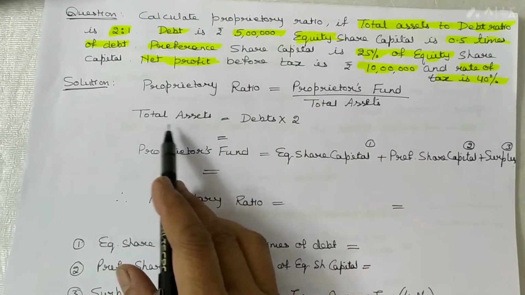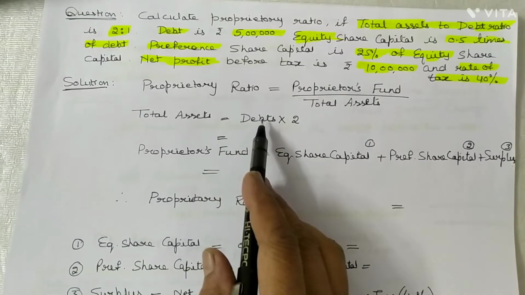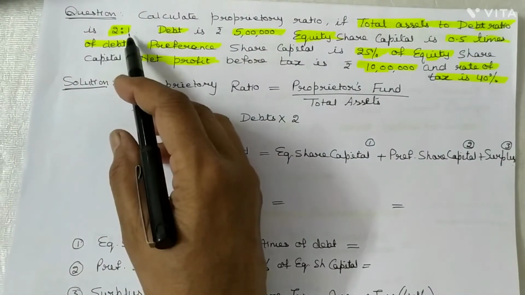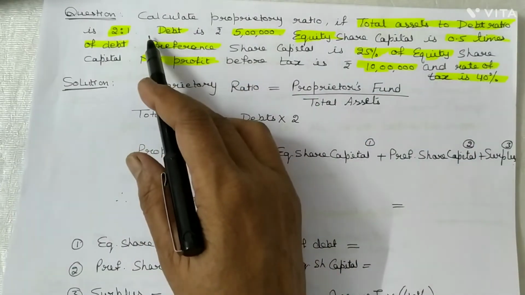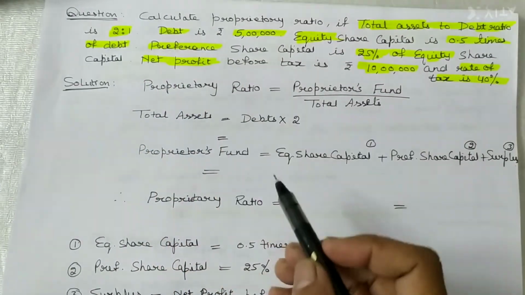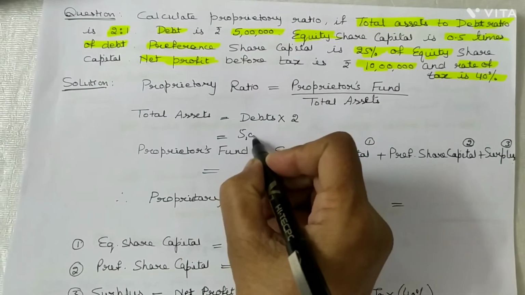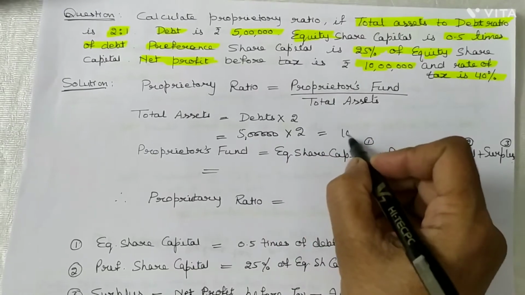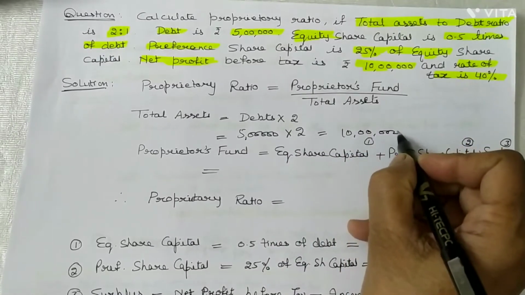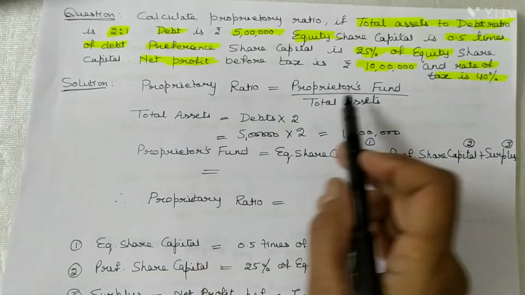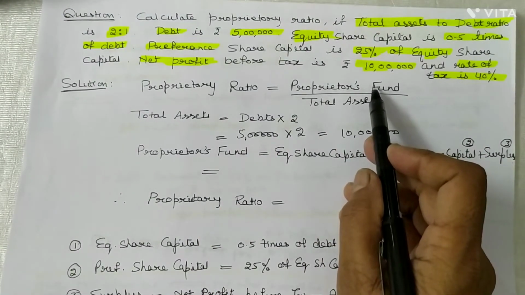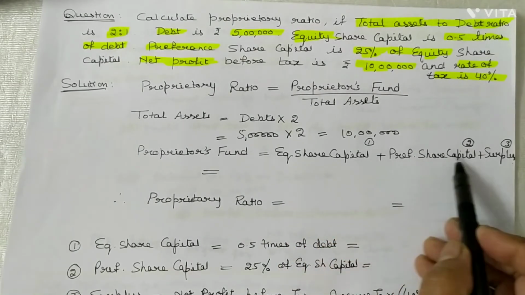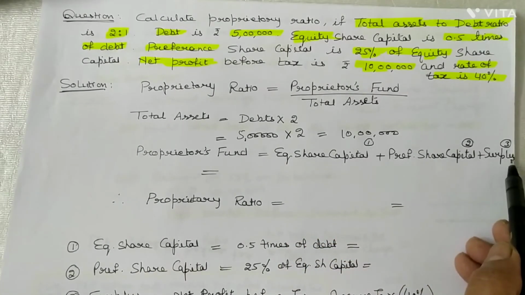In this question, total assets to debt ratio is 2:1. It means total assets are twice of debt, and debt is 5 lakh. So debts are 5 lakh into twice, which is equal to 10 lakh, the total assets in this question. Then you have to find out proprietor's funds. Proprietor funds, as you already know, are equity share capital plus preference share capital plus reserves and surpluses.